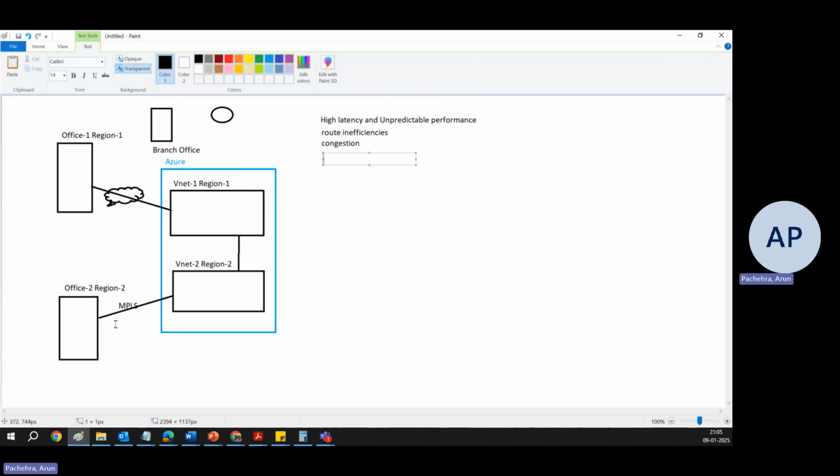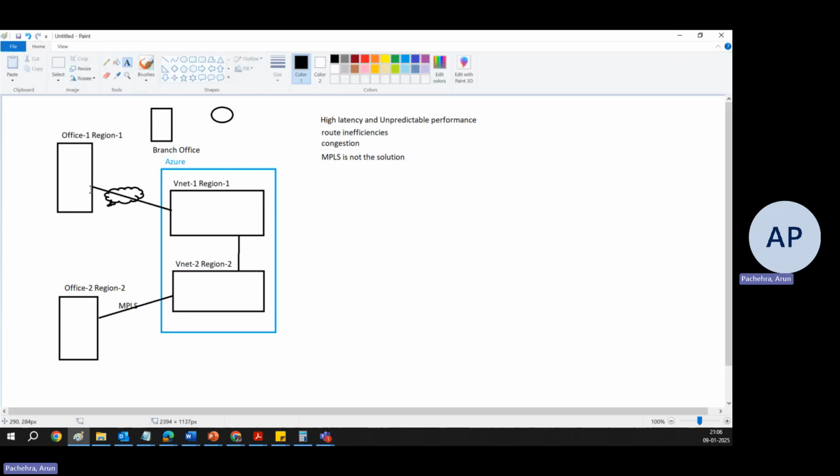And limited scalability sometimes, because scaling an MPLS network to support additional branch offices or new Azure regions is time consuming and costly. You need to go through the dedicated lines to different branches. In some regions, MPLS service may be unavailable, right? So MPLS is not the solution.